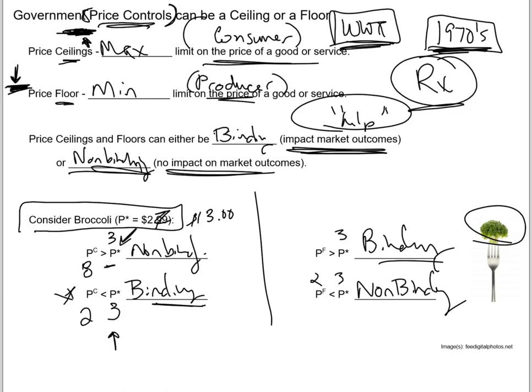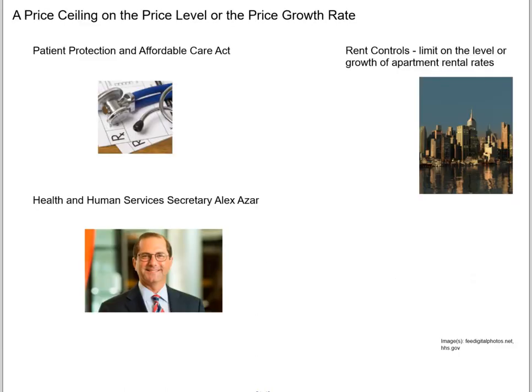So for example, right now the price of broccoli, farmers are earning $3 per pound of broccoli. If the government didn't think that was enough and they said prices can't go below $5, that would be an example of something that would actually have some kind of impact on the market. That would be a binding price floor. Before that, some examples.